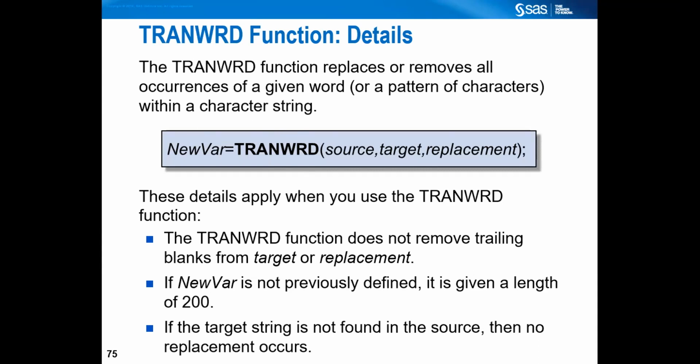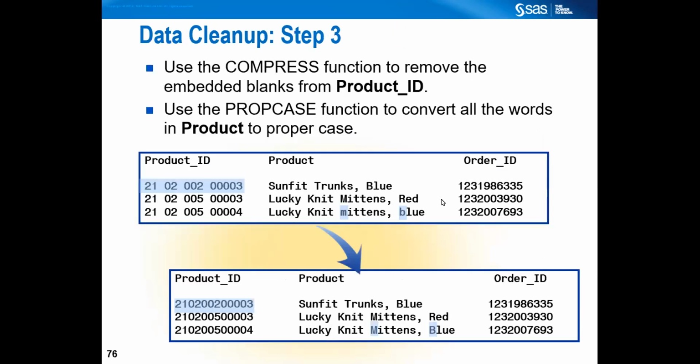So if the target string is not found in the source, then no replacement occurs. So even if you write it as a general statement to create a new variable or change an existing variable, it's not going to affect any other values where it's not able to find the target. Okay, so that's what we'll now write in the upcoming data step.